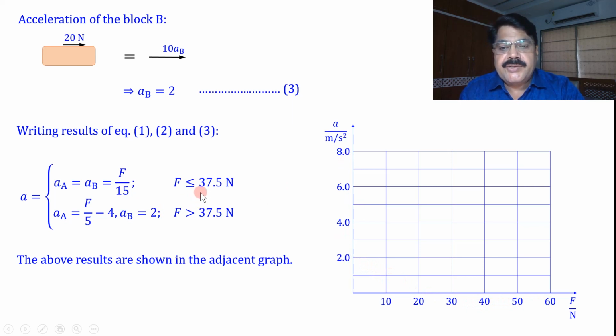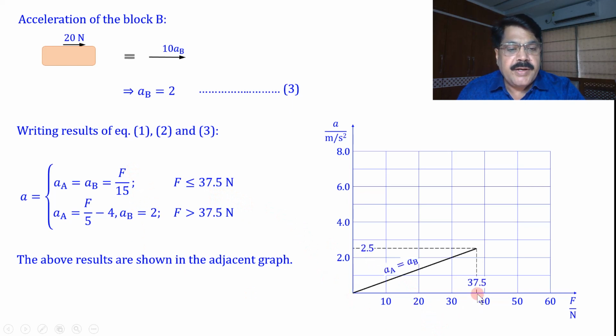Now for the range F less than 37.5, this is the equation F by 15, so it will pass through the origin, in this way. Here is 37.5, and when the force is 37.5, what will be the acceleration? 2.5. So this graph will extend from this point to this point. Thereafter, the acceleration of block B will become constant, 2. And the acceleration of block A is given by this equation. So we draw these two equations. This is the acceleration of block A.